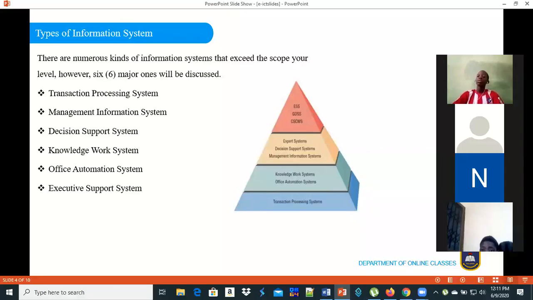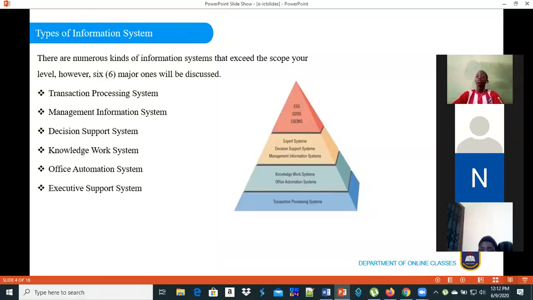So we have a lot of information systems, but for your level, we'll look at 6 major ones. These major ones actually run through to even tertiary, but at tertiary, more will be added to this. So at your level, we'll just look at the 6 major ones that we have. We have the transaction processing system, the management information system, the decision support system, the knowledge work system, the office automation system, and then the executive support system. So we'll quickly look at the transaction processing system.